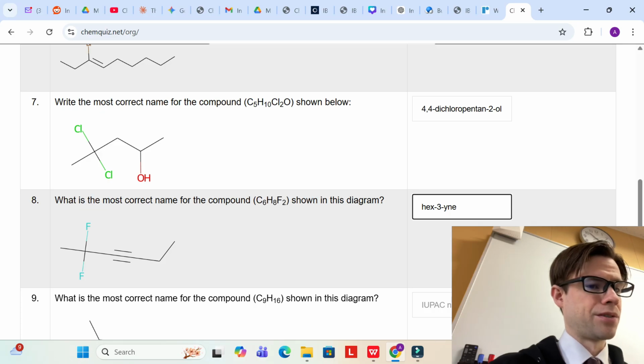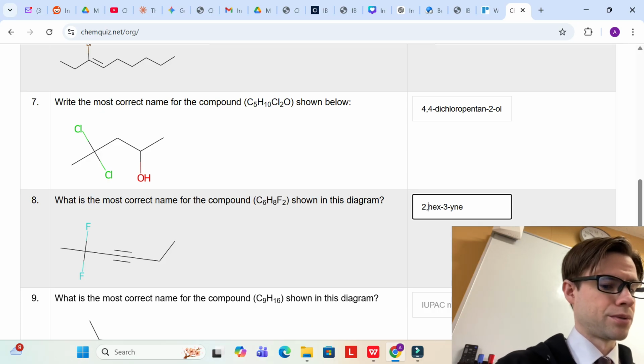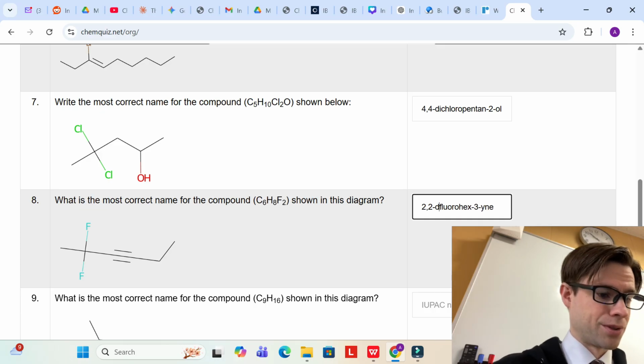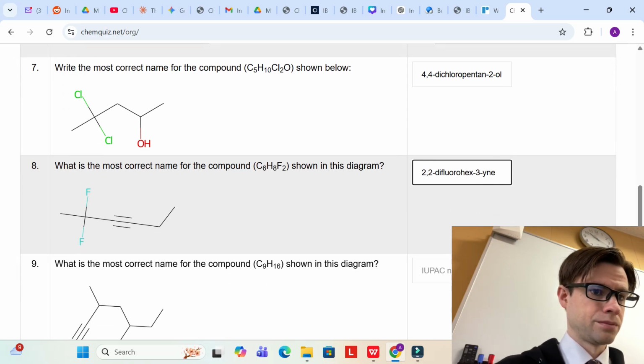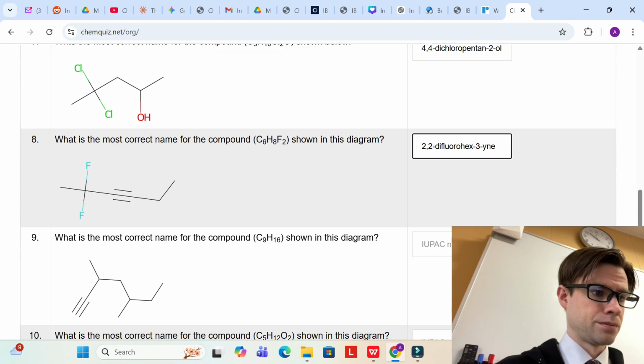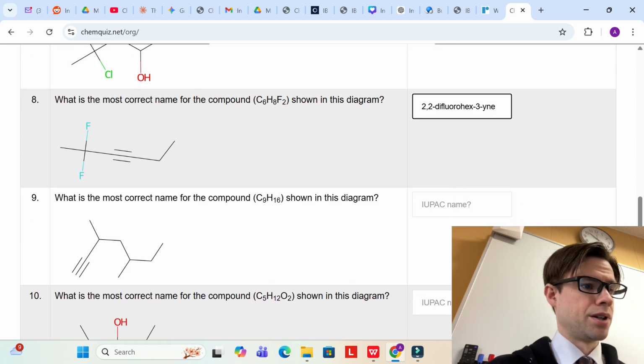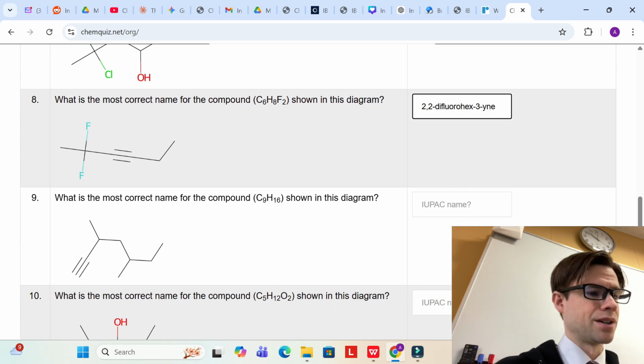And we will count from the left because we have those fluoro groups too. So 2 dash 2, 2 comma 2 dash fluoro, difluoro for 2 of them. 2 dash 2 difluoro hex 3-yne. Should be good. Number 9, correct name for this, another alkyne.